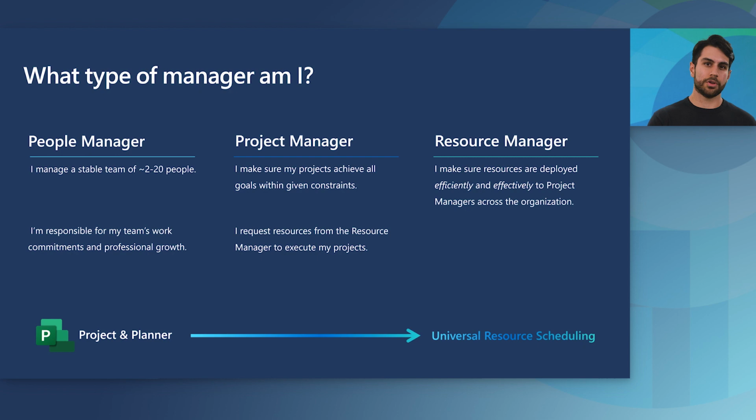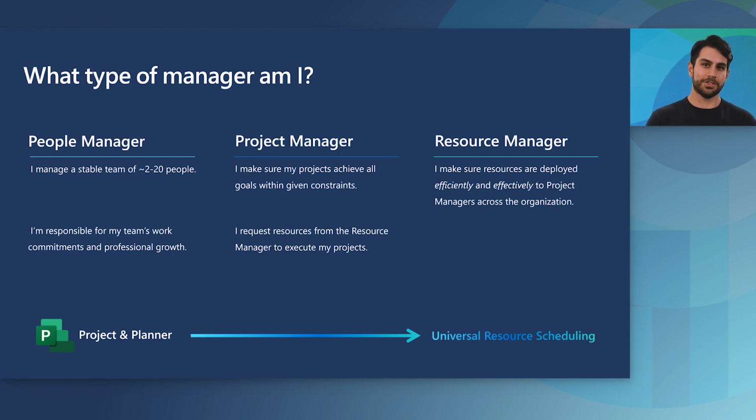The first question we need to address is, what type of manager am I? We like to think that there are three distinct types of managers. The first type, and the most common, is the people manager. The people manager manages a stable team of 2 to 15 people, and they are responsible for the team's work commitments and professional growth. People managers can use Project and Planner to fulfill the majority of their needs.